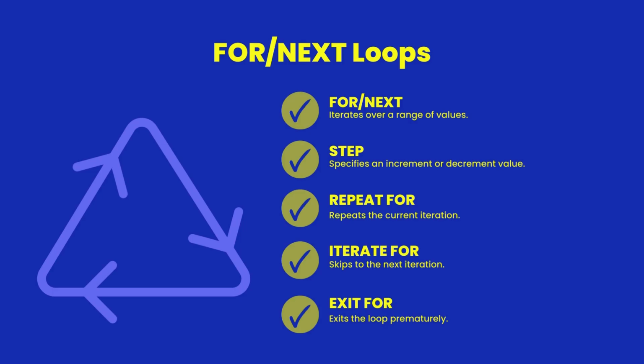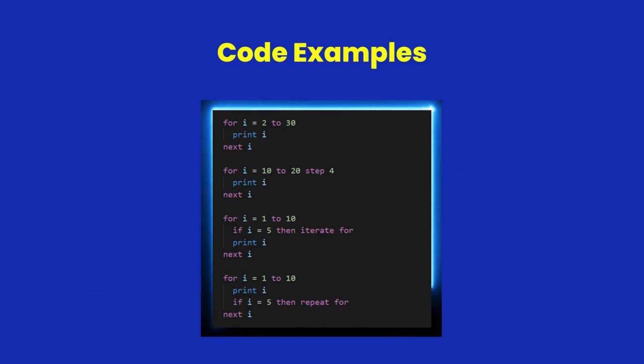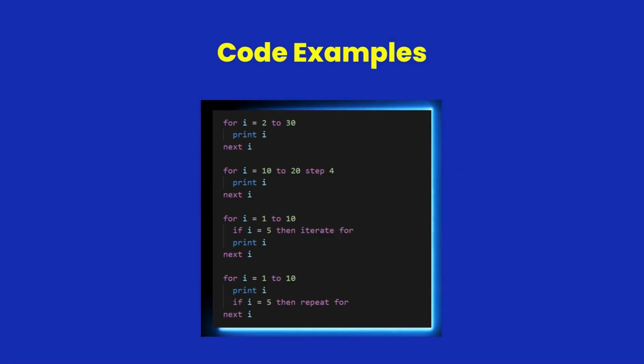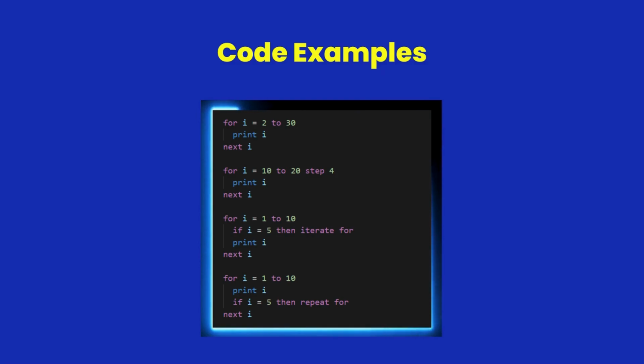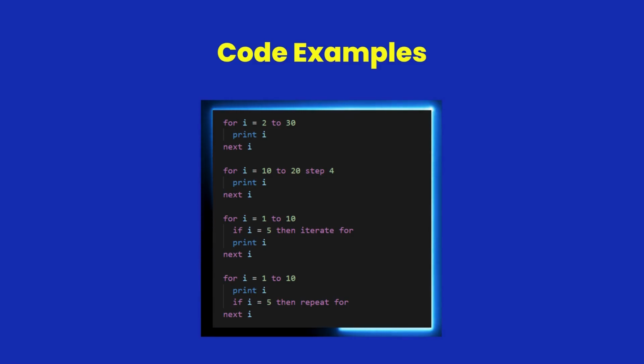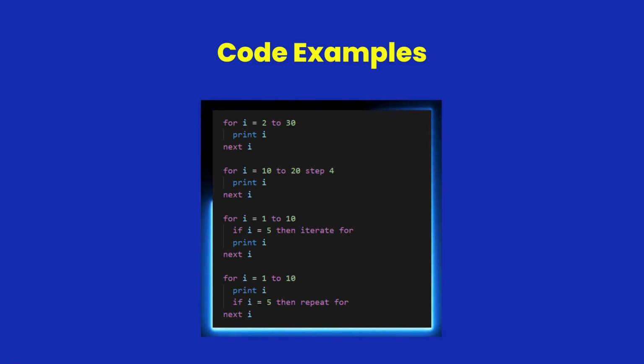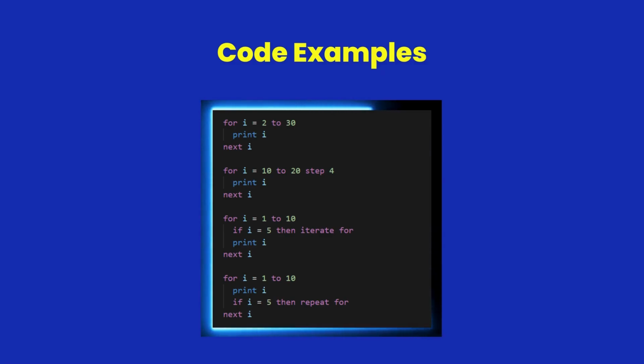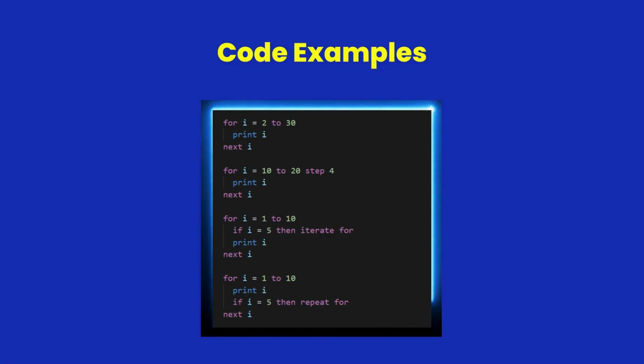Repeat for repeats the current iteration, iterate for skips to the next iteration, and exit for exits the loop prematurely. In this example, we demonstrate the use of various for next loop constructs in Sheerpower. First, we create a simple for loop to iterate from 2 to 30. This loop prints the value of I from 2 to 30, incrementing by 1 each time.